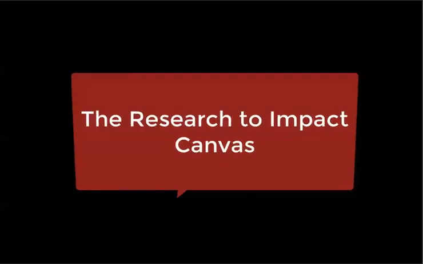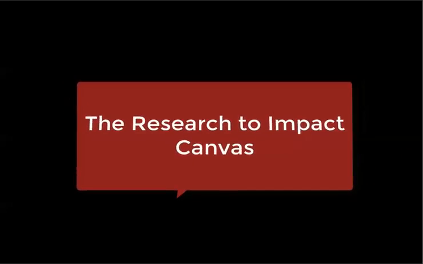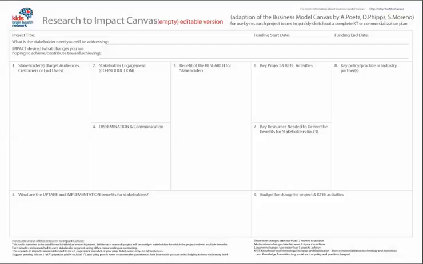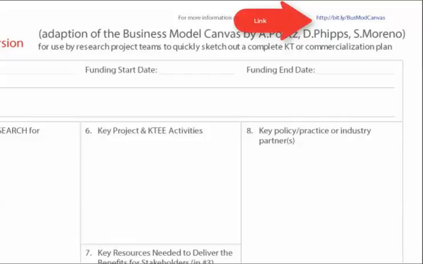The Research to Impact Canvas is a one-page planning tool that'll help you to plan your KT and commercialization activities alongside your research project activities. It's a really high-level tool, and it's actually an adaptation of the Business Model Canvas. If you want to learn more about the Business Model Canvas, we've provided a link at the top right-hand corner of the tool to a short video.